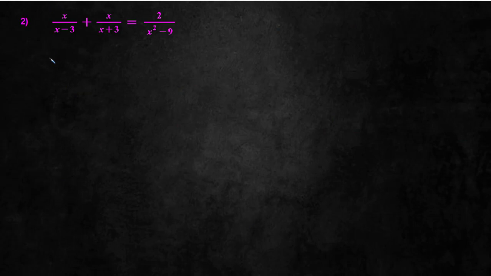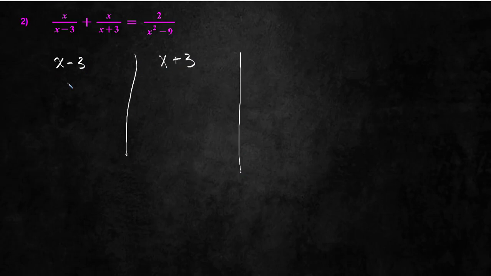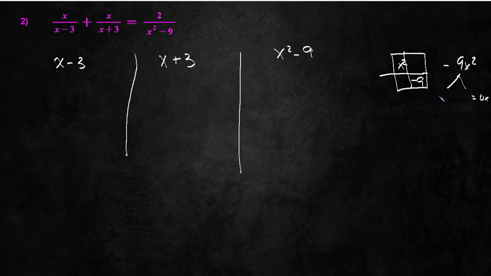Step 1 is to find our LCM. I have x minus 3 and x plus 3, and these are both factored as far as I can go, so I don't have to do anything else with those. Then I have x squared minus 9. I need to factor that. So x squared, negative 9. What multiplies to give those and add to give us 0x? That'd be negative 3x and positive 3x. First column is x, second column is positive 3. First row is x, second row is negative 3. And so I have x minus 3 times x plus 3.